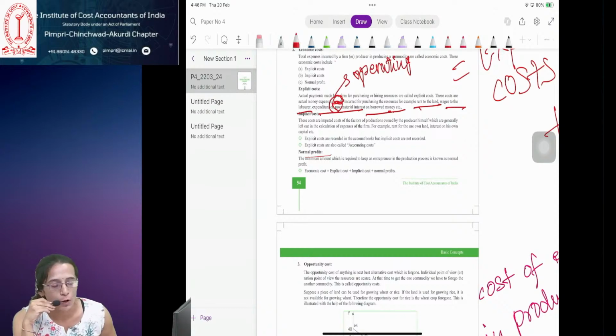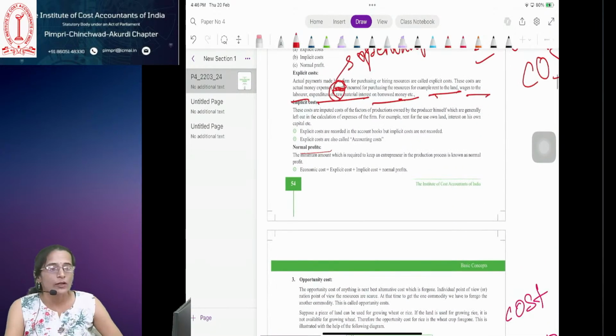So normal profit is the profit at a certain level of output. See, suppose if I am producing 10,000 units of output, I have a certain cost and a certain price. Minimum I should get 1,000 rupees out of that. So at that level of output, the firm expects a certain level of profit. That minimum profit which the firm expects is known as normal profit.